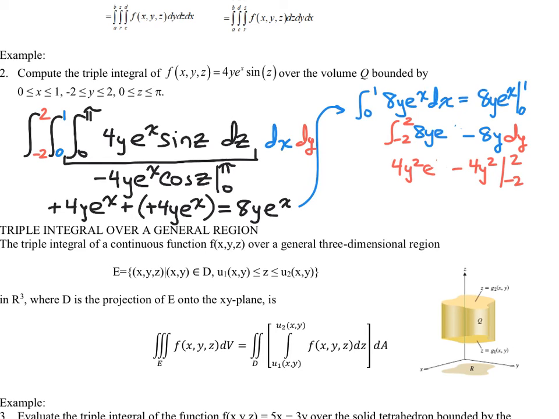All right. So pop in the 2. So we're going to get 4 times 4, so 16e, minus 4 times 4e, so 16e, minus 4 times 4, so -16. And after all of that, you get a nice, crisp, clean 0.